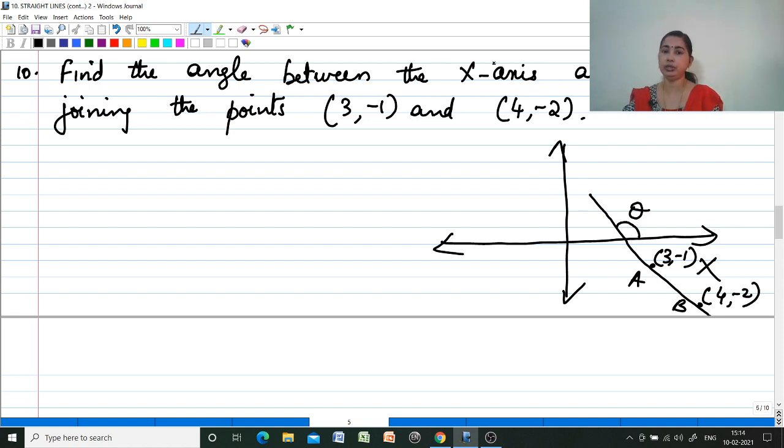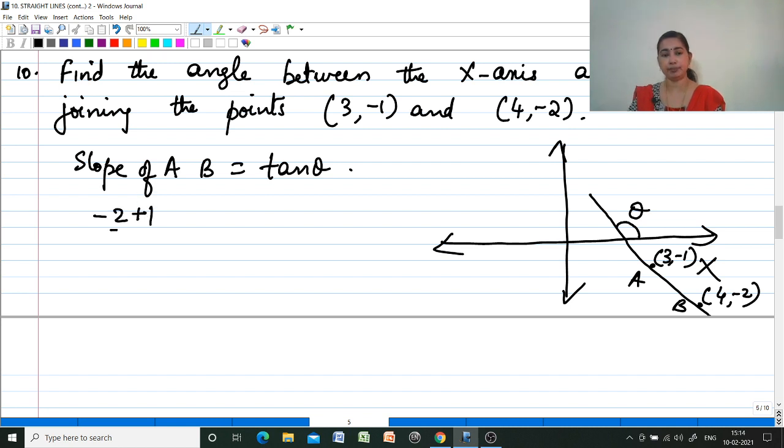In order to find out slope, there are 2 methods. One is using the 2 coordinates, the other one is by using the angle. So slope of AB is the same as tan theta. Slope of AB means (minus 2 minus of minus 1, that is plus 1) divided by (4 minus 3) is equal to tan theta, and that is minus 1 by 1, that is minus 1 is equal to tan theta.